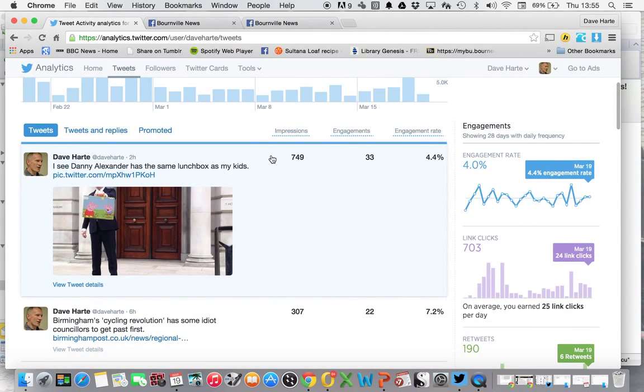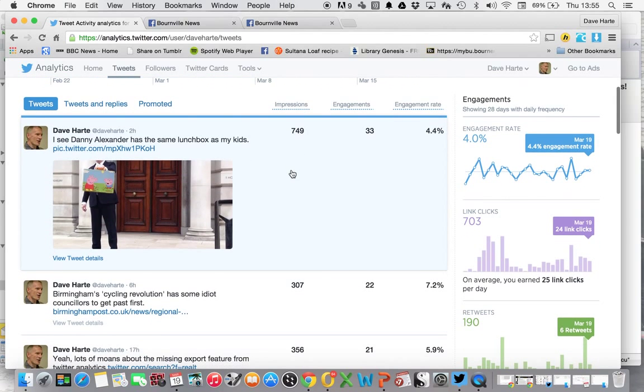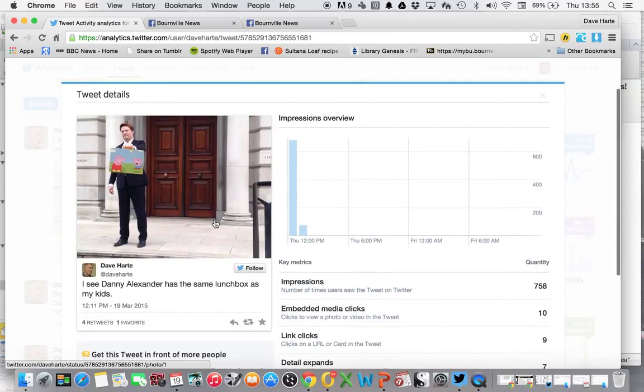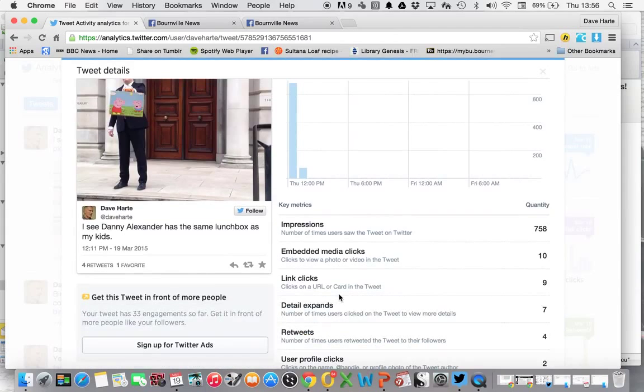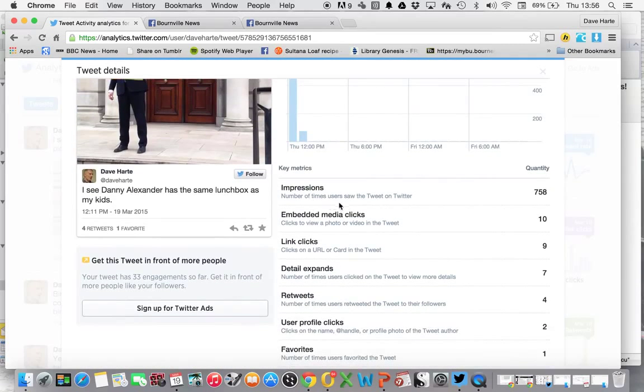So let's have a look at an individual tweet. This one, made earlier today, me being sarcastic about something political. Let's have a look at it. So I clicked on it to give the full detail. So this gives the number of impressions, the number of times users saw the tweet on Twitter. And you're thinking, well, I've got 4,500 followers. Why isn't that figure 4,500? Because people may not have been looking at Twitter at the time I tweeted it.